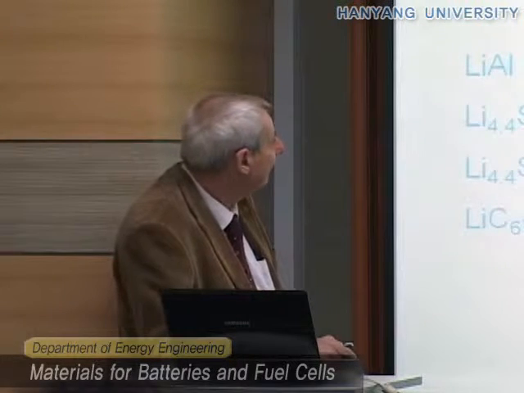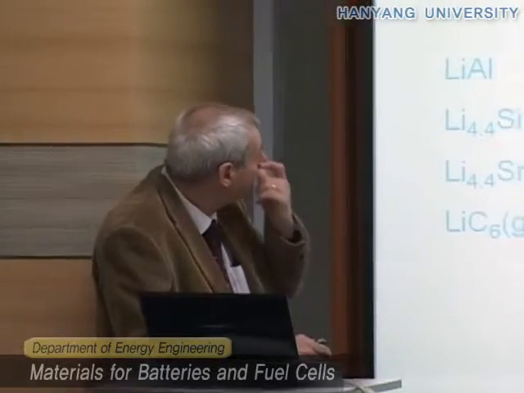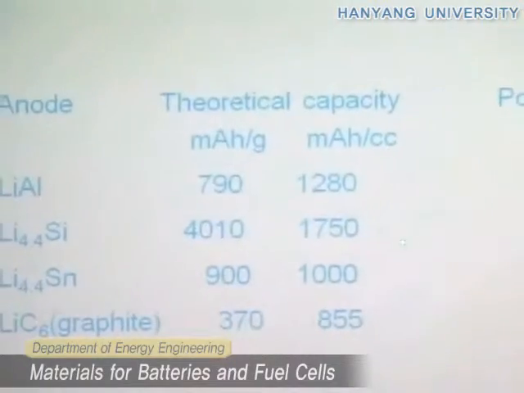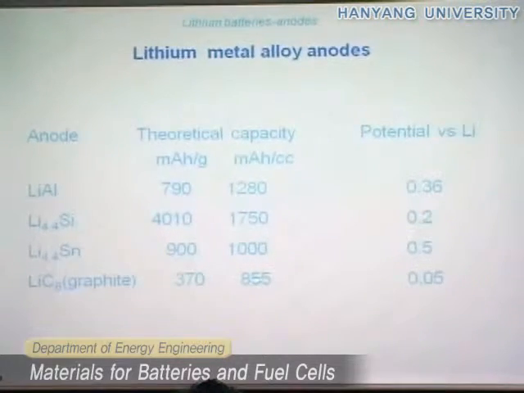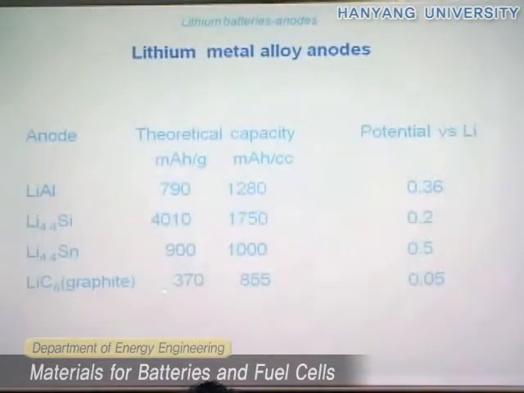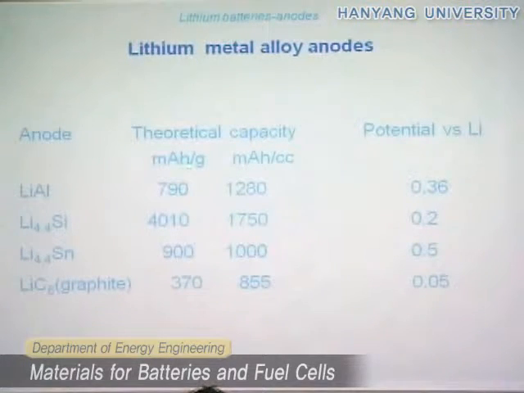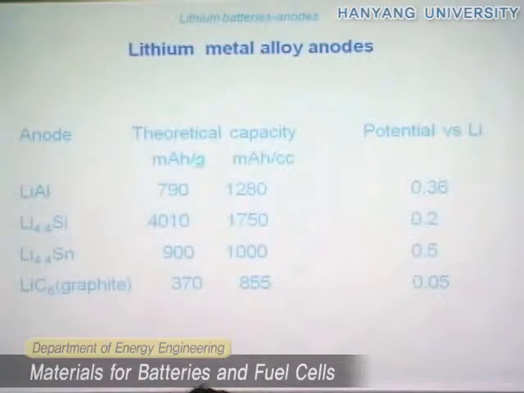However, the most appealing materials at the moment are these lithium metal alloys. Why? Because if you take graphite, we have 370 milliampere hour per gram energy capacity in terms of weight, and 855 milliampere hour per cubic centimeter. So this gives you the capacity per weight, and this is the capacity per volume, and this is the potential.